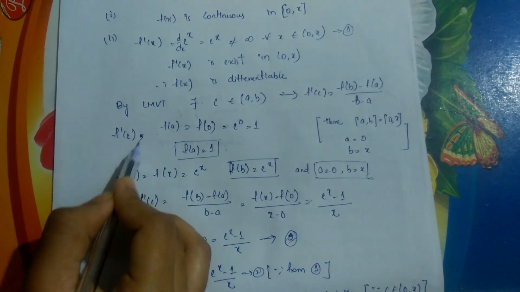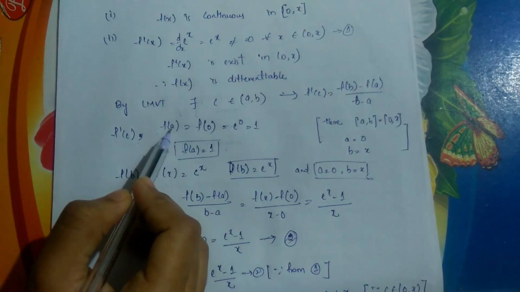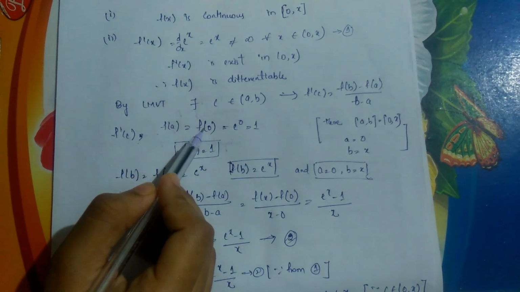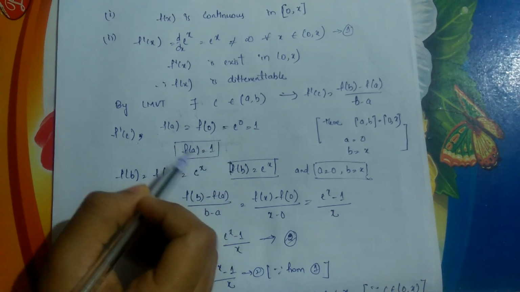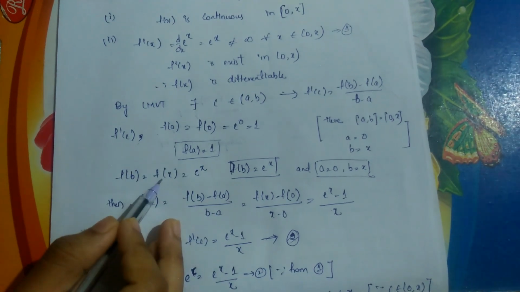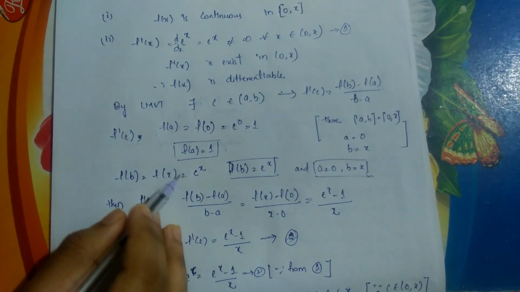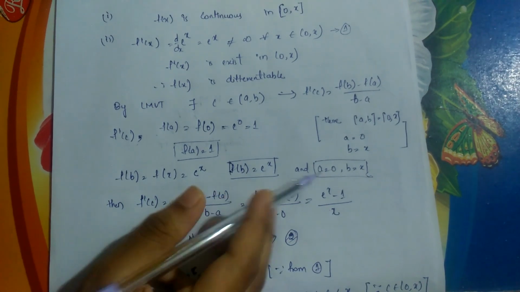For that we need to find f(a) and f(b). So here f(a) is equal to f(0), and e power 0 is equal to 1. So the f(a) value is 1. Then f(b) is nothing but f(x), that is equal to e power x. The values of a and b are 0 and x respectively.